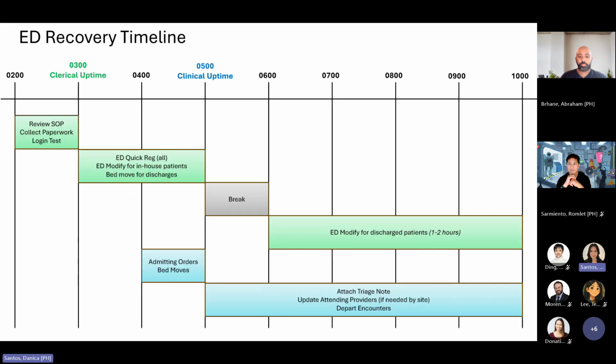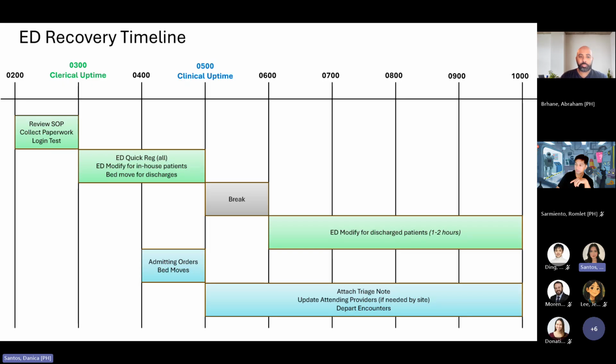So this slide shows the overall recovery timeline for ED. Recovery staff will begin preparing at 2 a.m. Between 2 and 3 a.m., staff will be reviewing the recovery SOP. They'll be collecting required paperwork like downtime forms, and they will also test their logins. So registration will be given early access, and so you will need to access the system in a different way, which we will show later. At 3 a.m., it will be hands-on keys. Clerical recovery begins and registration back entry activities start.